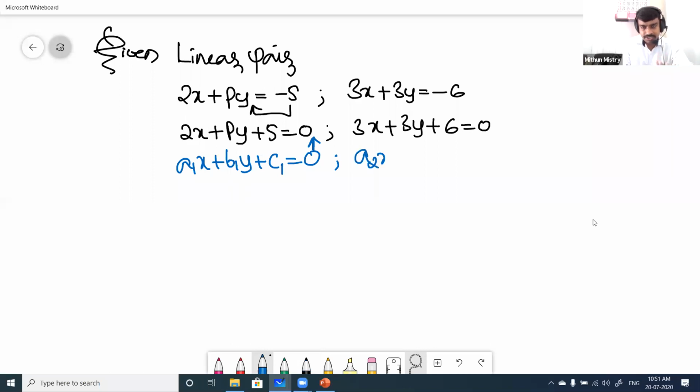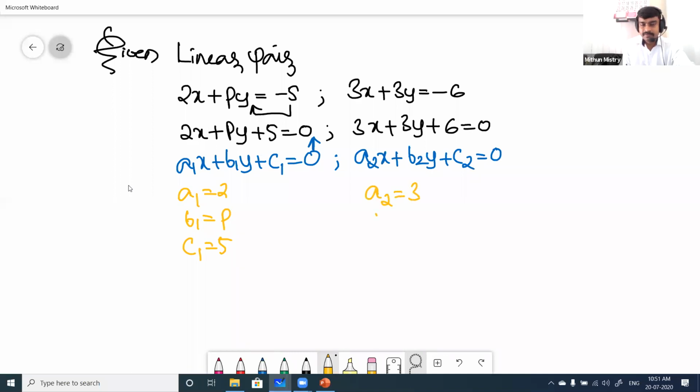See here, a2x plus b2y plus c2 is equals to 0. From this, we can easily write what is a1, what is b1, and what is c1. Don't forget the minus sign. a2 is 3, b2 is 3, and c2 is also 6, not 3, sorry, 6, right?